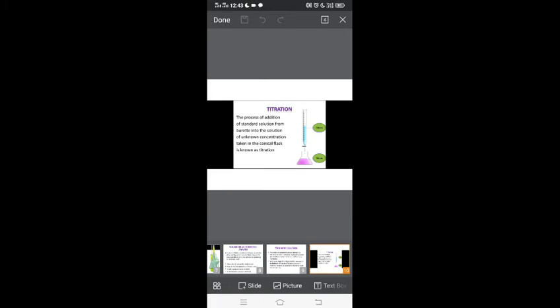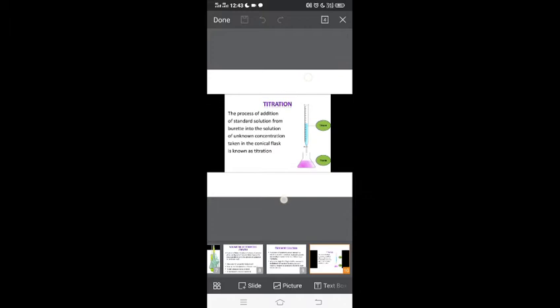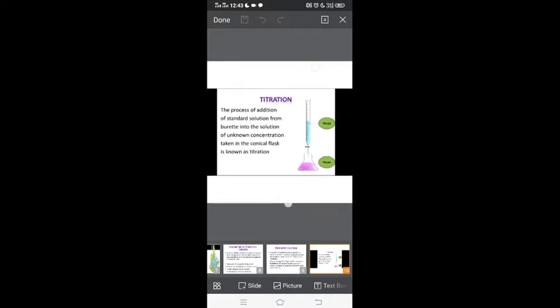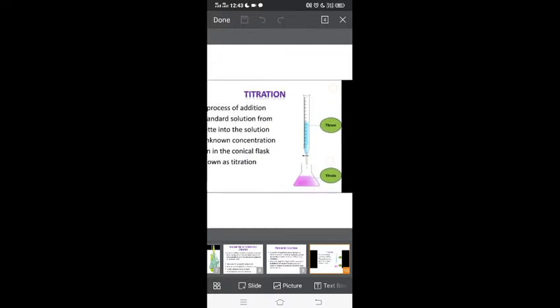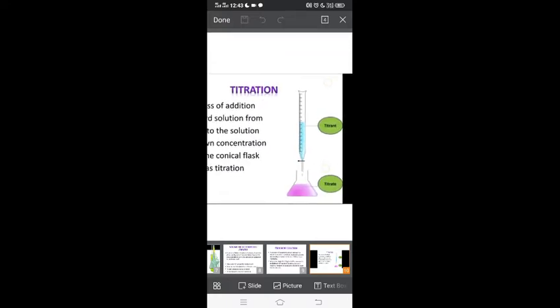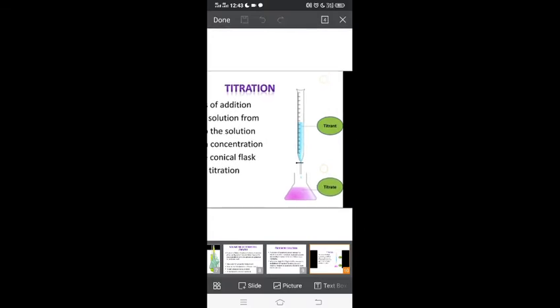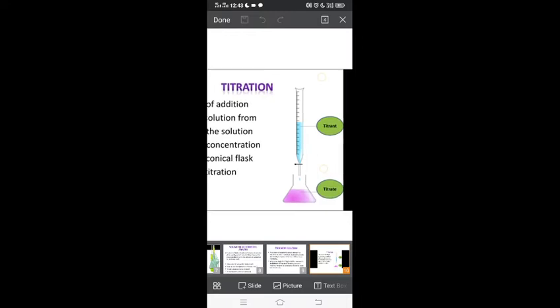Children, now the titration process. See, this is the titration part. It is the process of addition of the standard solution from the burette to the unknown concentration taken in the conical flask, as I have explained to you, the reaction between the reagent and the analyte. The titrant, you can see, is marked in green in front of the burette. Below is the conical flask, which is pink in color, the titrate. So titration is the reaction between the titrant and the titrate.